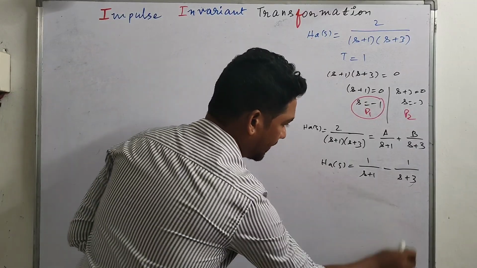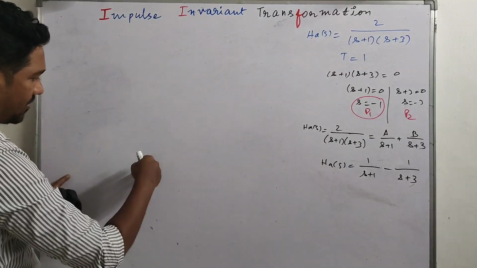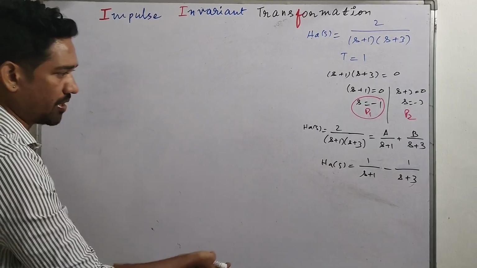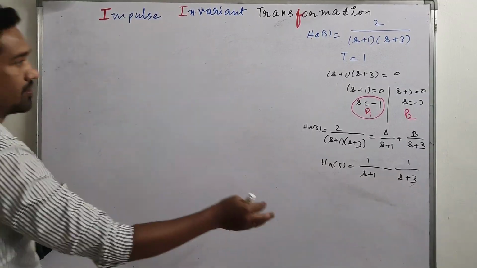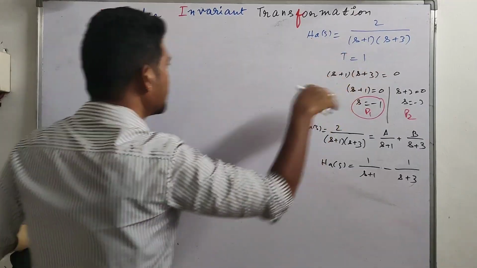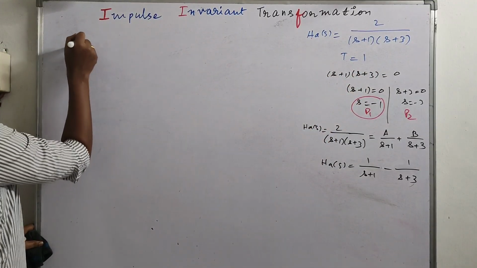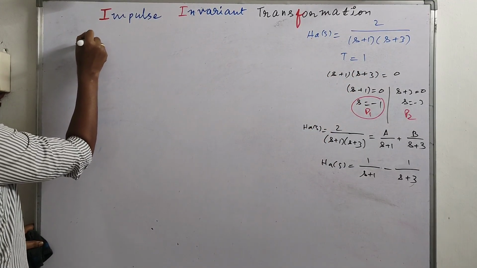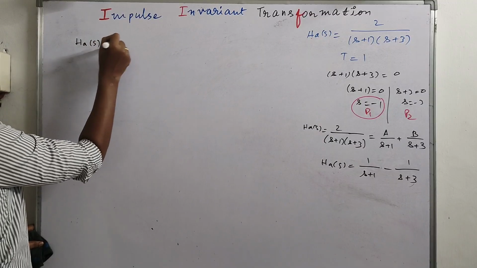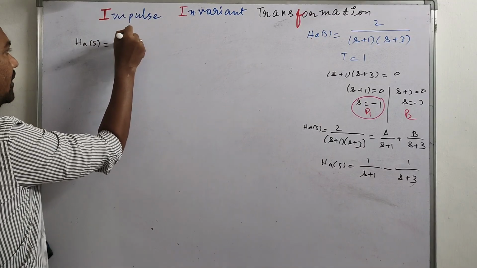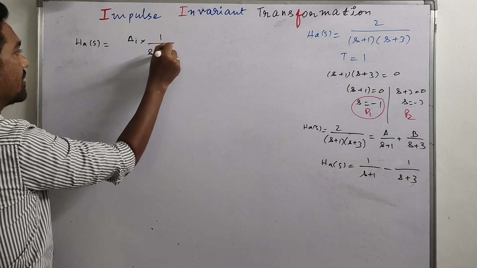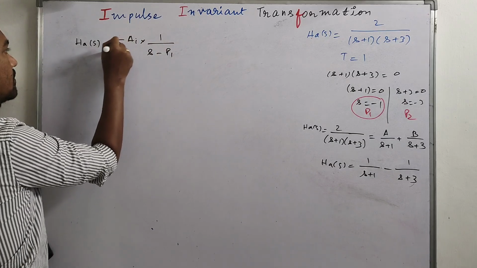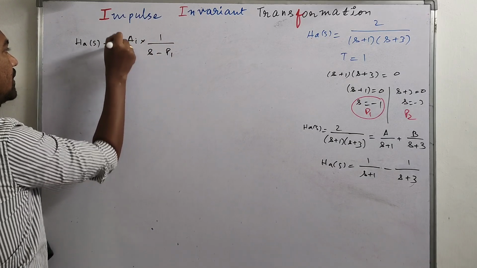Alright, and we don't need to do all that procedure. We have a standard relationship for how the S domain is converted into the Z domain. So considering in general, this is the transfer function, but a more general transfer function of an analog filter ha of s, which is equal to the summation of Ai into 1 upon s minus pi, i equal to 1 to n.